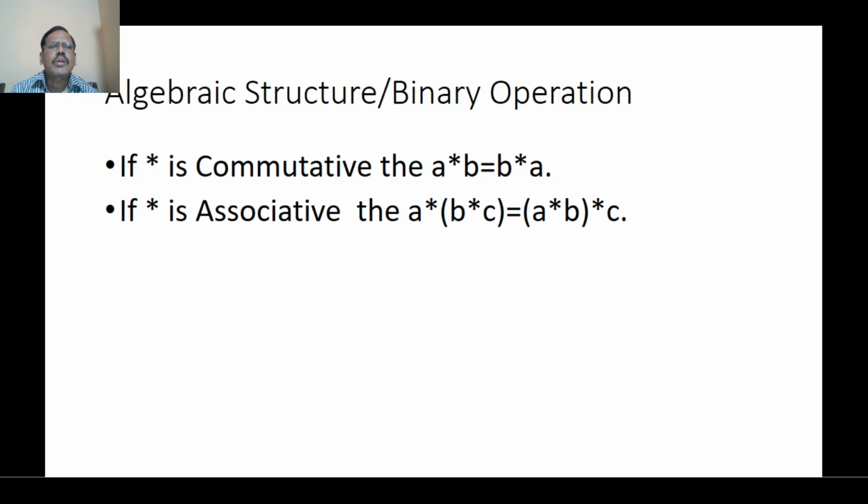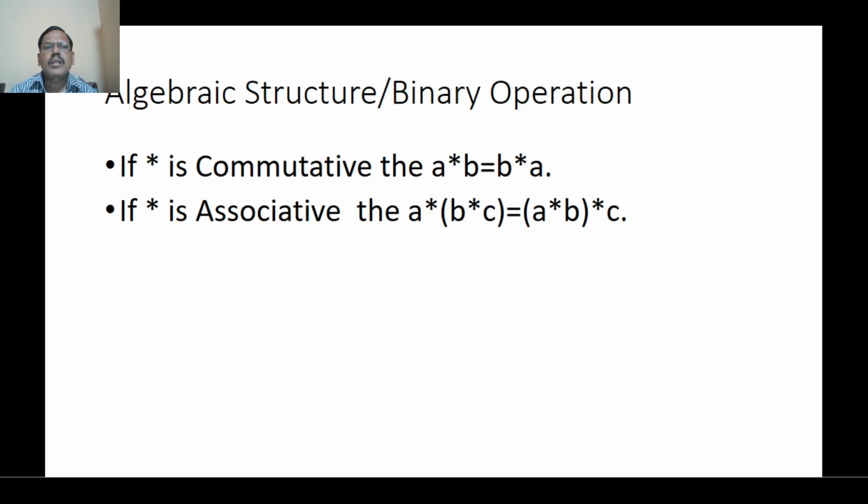So if star is commutative, A star B is equal to B star A. Addition is commutative on the set of all natural numbers, the set of all integers, the set of all rational numbers, the set of all real numbers, the set of all complex numbers.